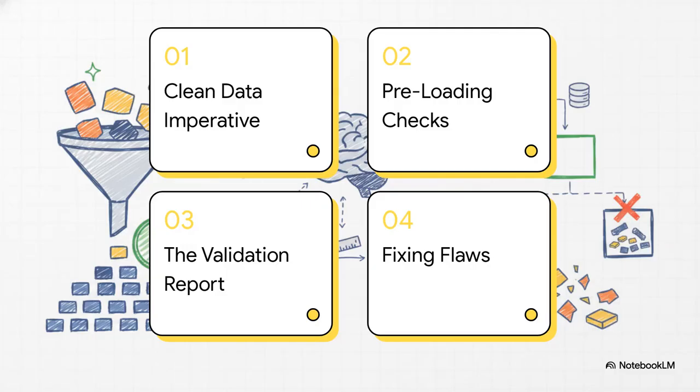Here's our roadmap for this explainer. First up, the clean data imperative. Then, Gate 1, preloading checks. After that, Gate 2, the validation report. And finally, fixing flaws with Power Query.